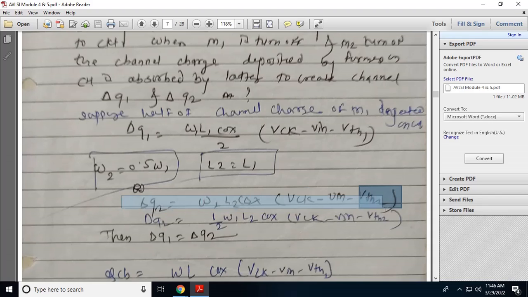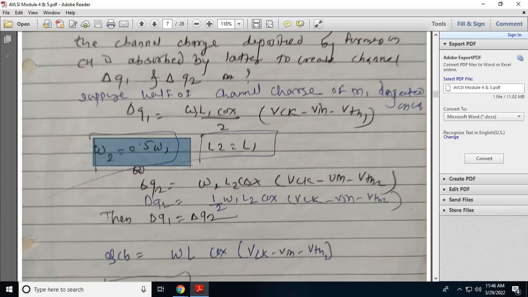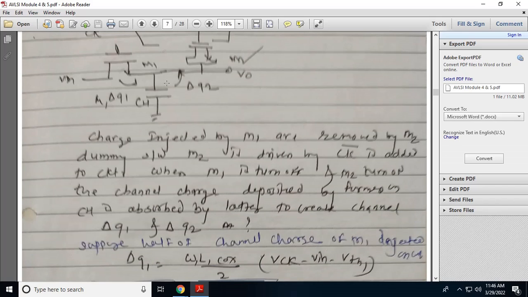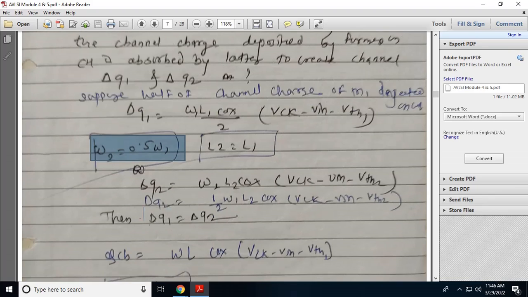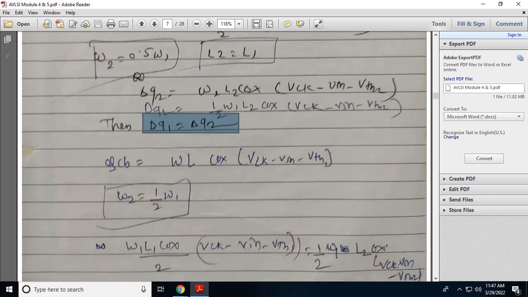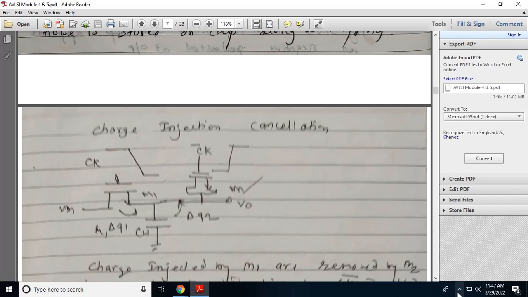If you compare these equations, the size of the two transistors should be such that the width of the second transistor is equal to 1 by 2 the width of the first, and the length of transistors 1 and 2 are equal. In this way, whatever charges are deposited by M1 will be absorbed by M2 if the width of M2 is equal to 1 by 2 the width of M1 and the length L1 is equal to L2. Then and only then is charge Q1 equal to charge Q2. In this way we can cancel the channel charge injection issue.